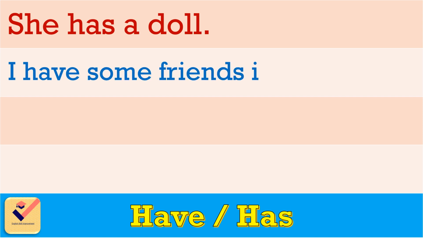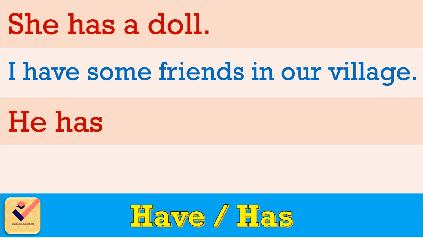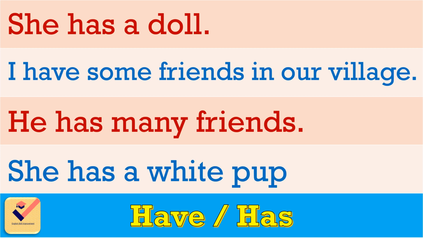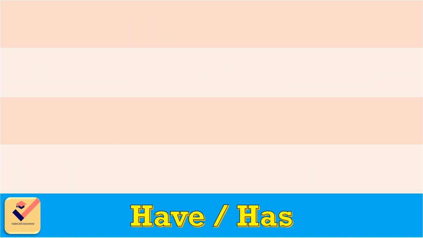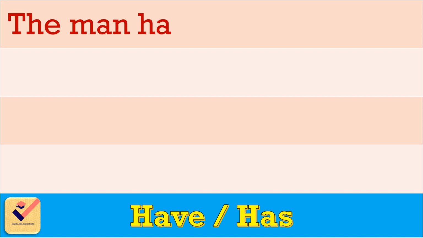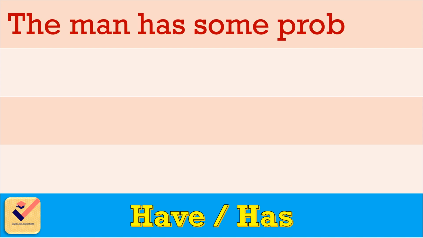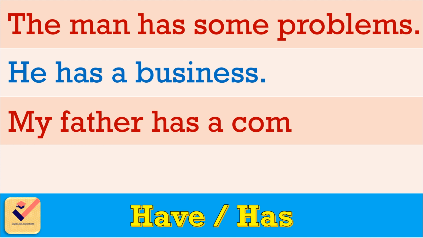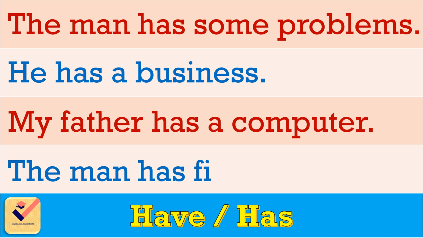I have some friends in our village. He has many friends. She has a white puppy. The man has some problems. He has a business. My father has a computer. The man has five servants.